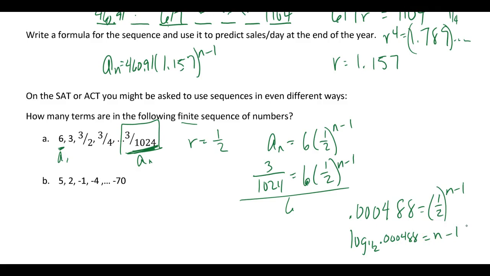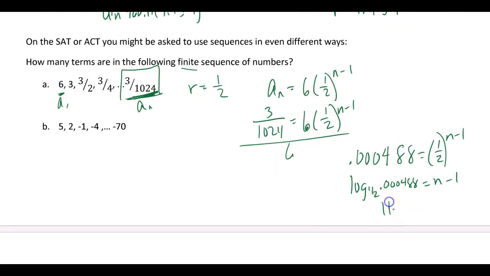So for me, I'm typing this in currently as the change of base formula. So I'm in my calculator and I'm typing in log of 0.00488 divided by log of 1/2. And that gave me a number close to 11, like really close. So close to 11 that I'm going to leave it as an 11. So for me, I'm getting 12 terms, if I move that 1 to the other side. So this right here is the 12th term out of the sequence.